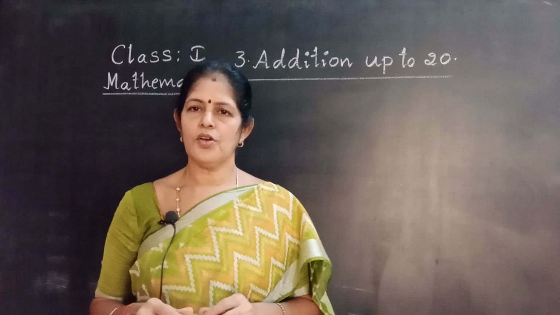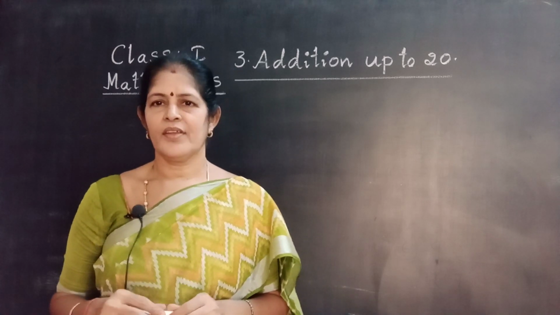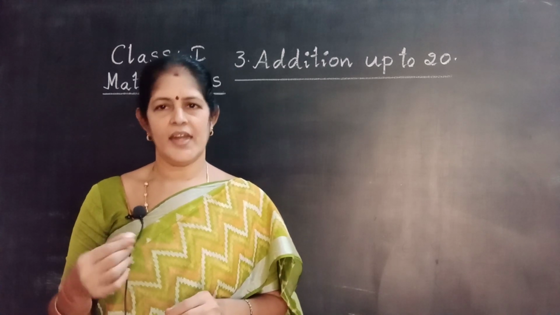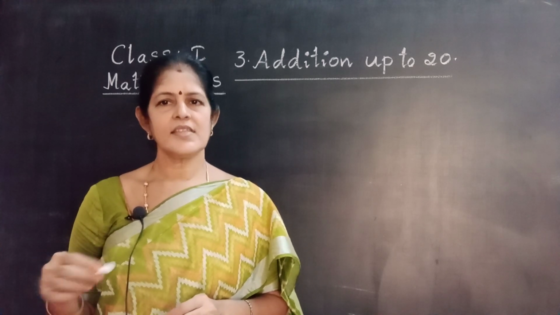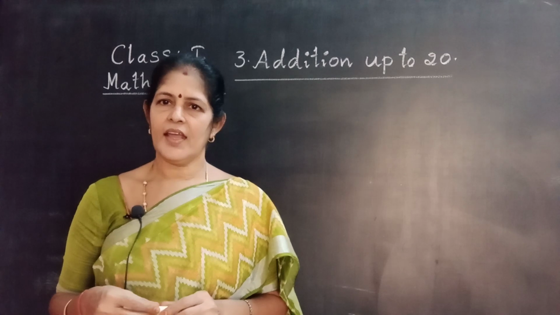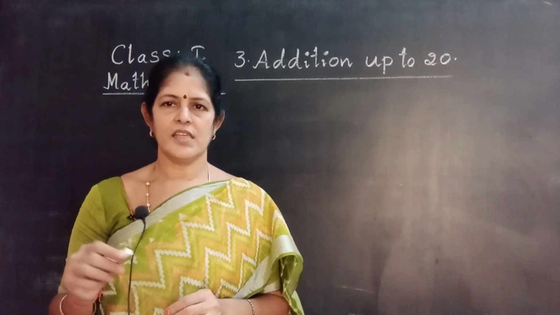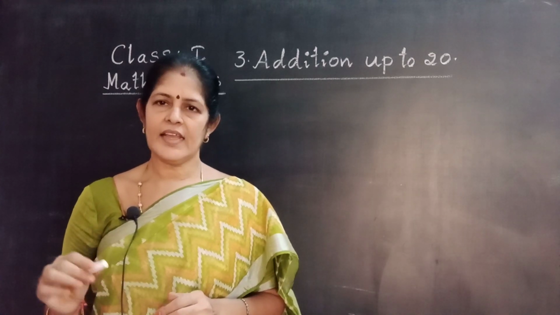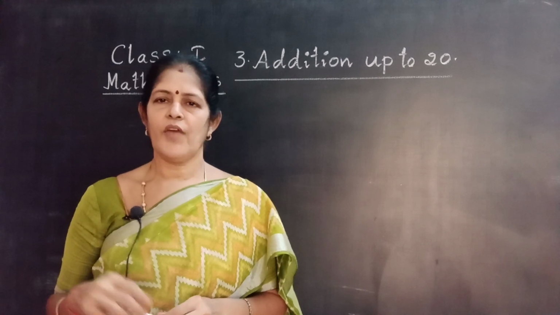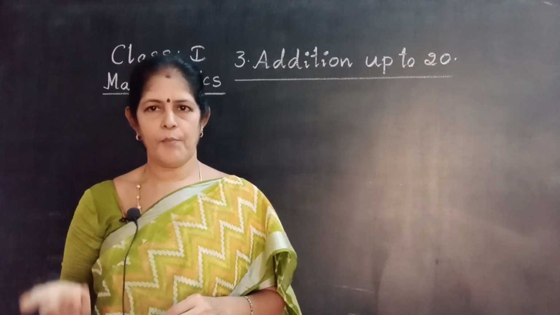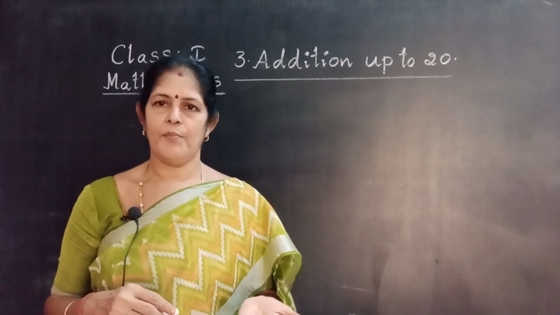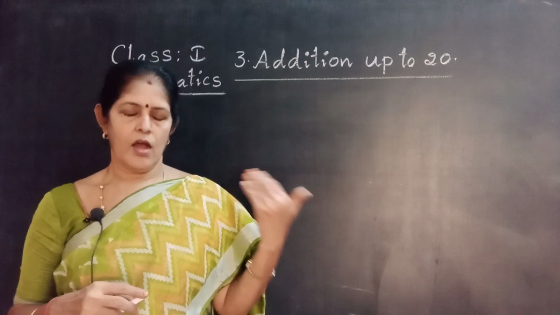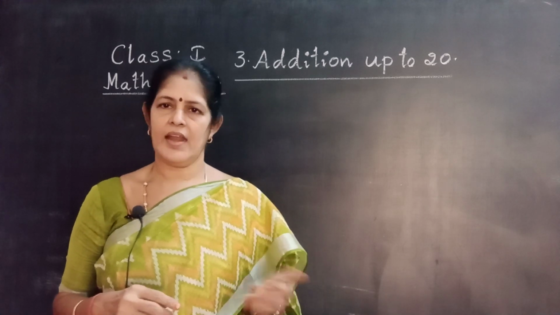Next, addition facts. When we add 0 to a number or a number to 0, the answer is the same number. Okay? Number plus 0 or 0 plus number, the total is the same number. When we add 1 to a number, the total is the next number of the given number. That means the after number of the given number.